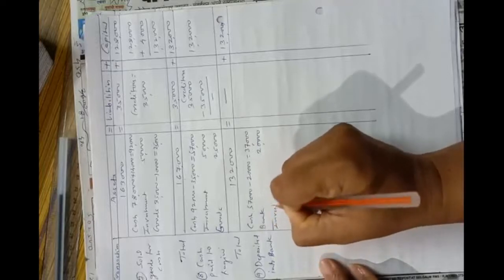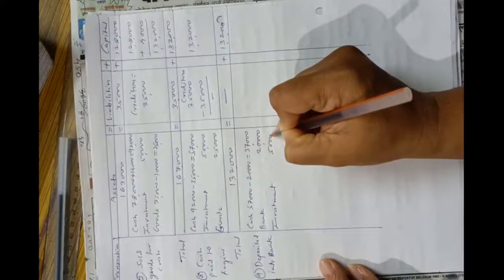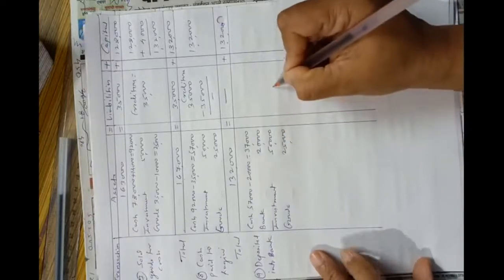Investment will remain the same, that is rupees 50,000. Goods, that is stock of goods, will be rupees 25,000. No creditors, and capital will remain the same, that is 1,32,000. Okay, let's tally.